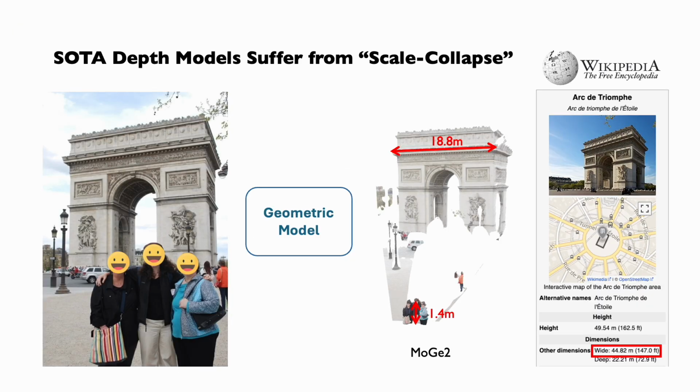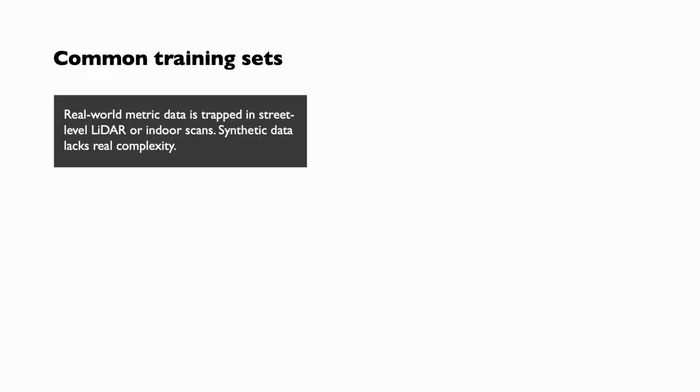State-of-the-art monocular geometry estimation methods like MoGe-2 exhibit a persistent scale collapse phenomenon, where far-field structures are metrically shrunk and pulled towards the camera. We deduce that this performance gap is due to limitations in available training data.